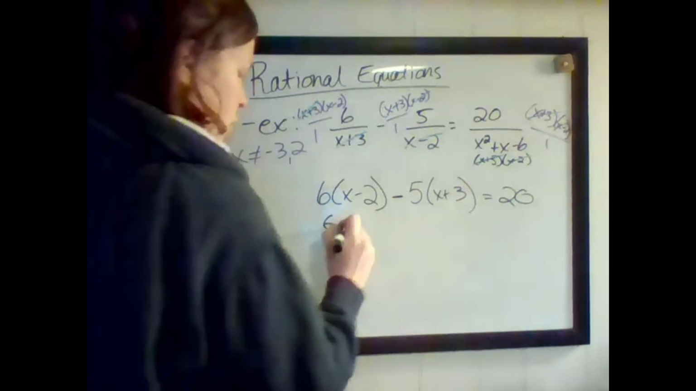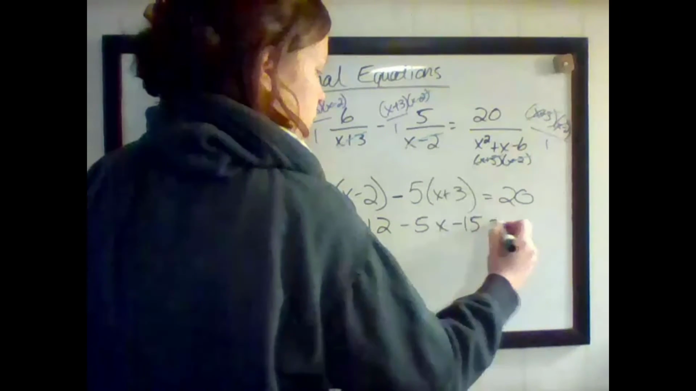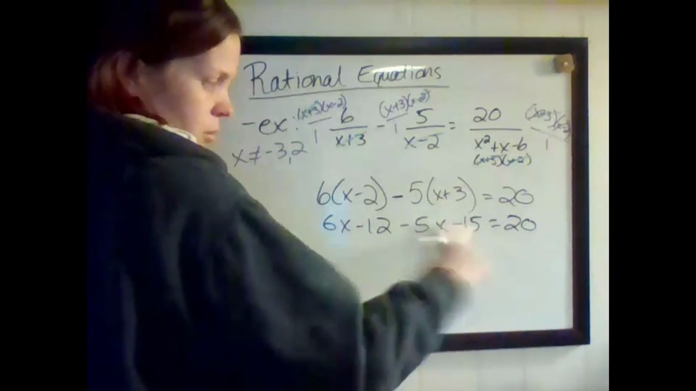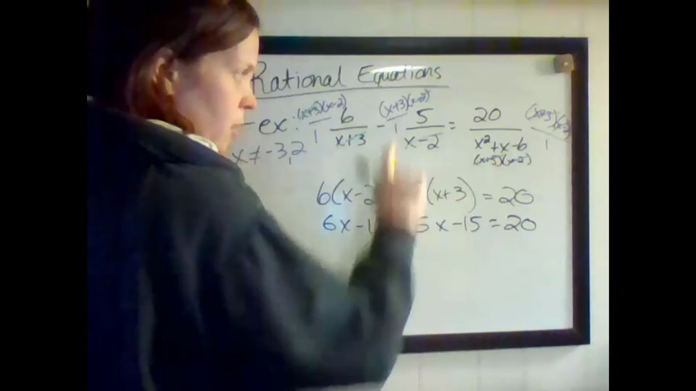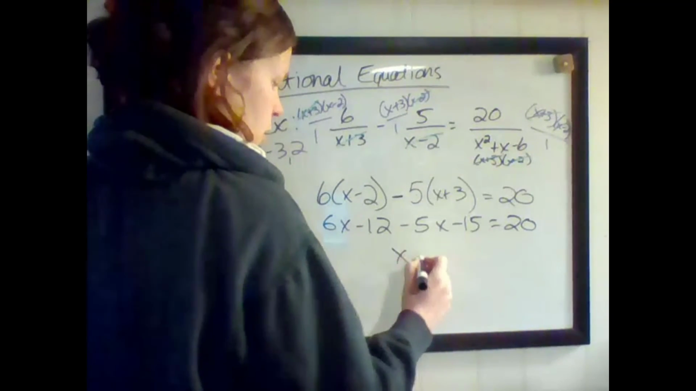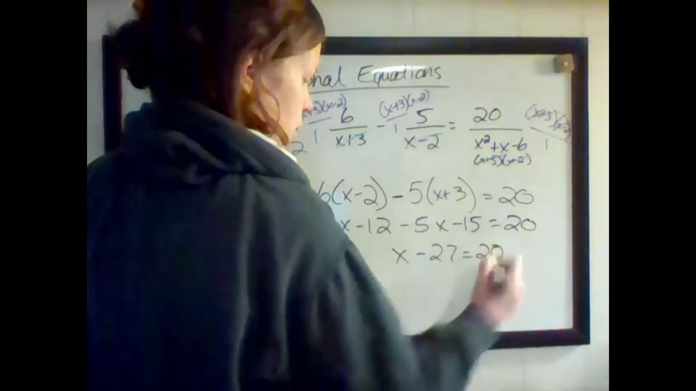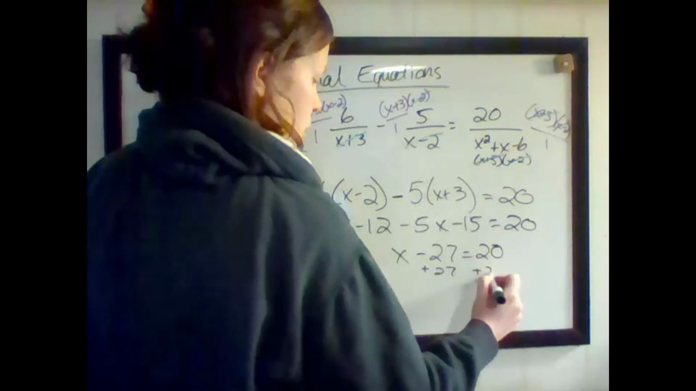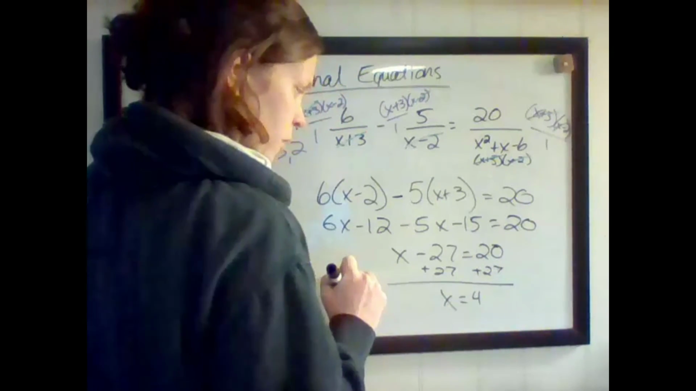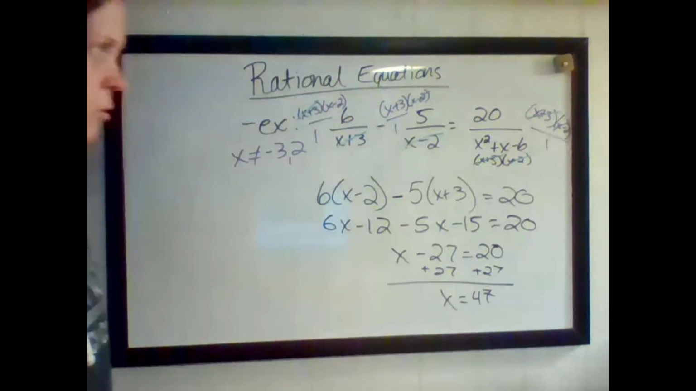Okay, so now I can just work it out. 6x minus 12 minus 5x minus 15. And be careful, if you try to jump and do the distributing, skip this step and just distribute. Be careful. Here, minus 5 needs to go to both of these. So then combine. X minus 27 equals 20. And x would equal 47. Oh, something's not right. Oh, no, that looks good. X equals 47.